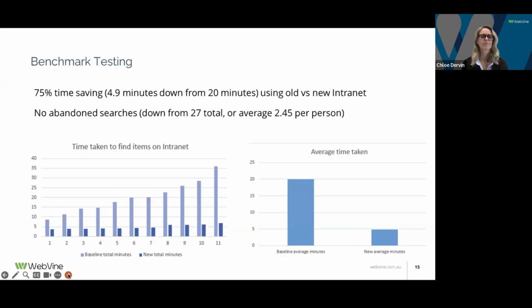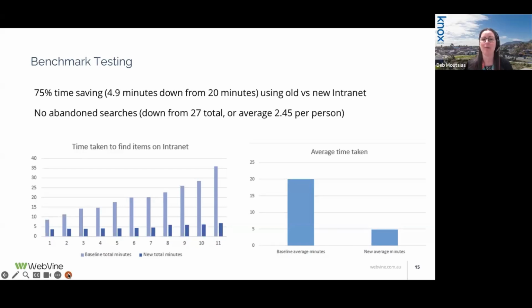So these results give us enormous confidence that we are going to meet our vision for the new intranet to be the place that is going to help staff find the information and the people that they need to do their jobs. We have had overwhelming positive response to the new intranet.